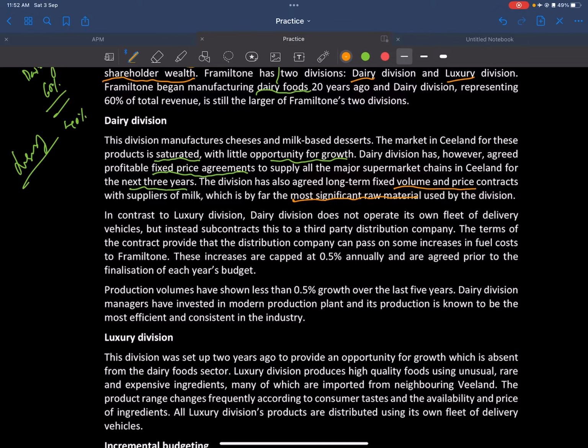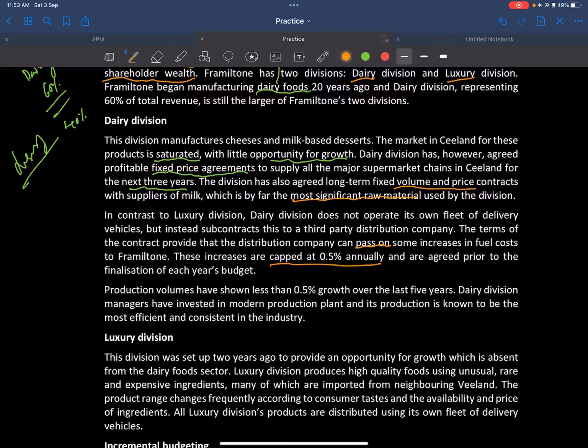And in contrast to luxury division, dairy division does not own its own fleet of delivery vehicles, but instead subcontracts it to a third party distribution company. The terms of the contract provide that the distributor can pass on some increases in fuel costs. Okay, they can pass on to Framiltone increases that are capped at 0.5% annually, and are agreed prior to finalization of each year's budget.